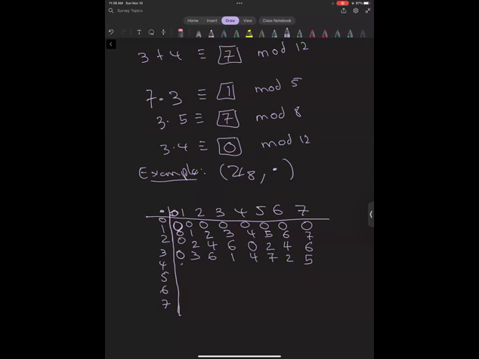So 4 times 0 is 0, 4 times 1 is 4, 4 times 2 is 8, that is 0 here. 4 times 3 is 12, modulo 8 is 4, 4 times 4 is 16, modulo 8 is 0, 4 times 5 is 20, modulo 8 is 4, 4 times 6 is 24, modulo 8 should be 0, 4 times 7 is 28, modulo 8 should be 4.